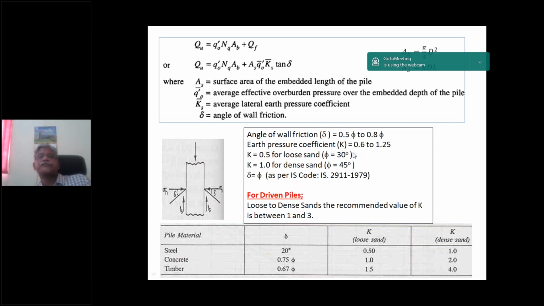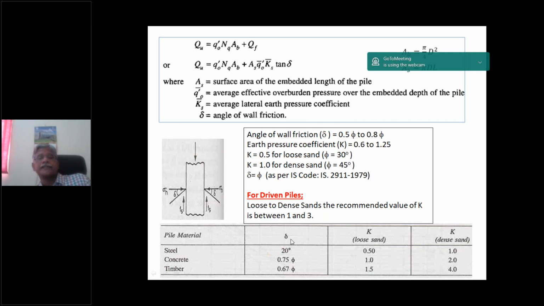So the earth pressure coefficient varies from 0.6 to 1.25, and the K value can be taken as 0.5 for loose sand and 1 for dense sand, and the angle of wall friction delta can be taken as phi, the angle of shearing resistance, as per the code IS 2911-1979. For driven piles, loose to dense sands, the recommended value of K is between 1 to 3.